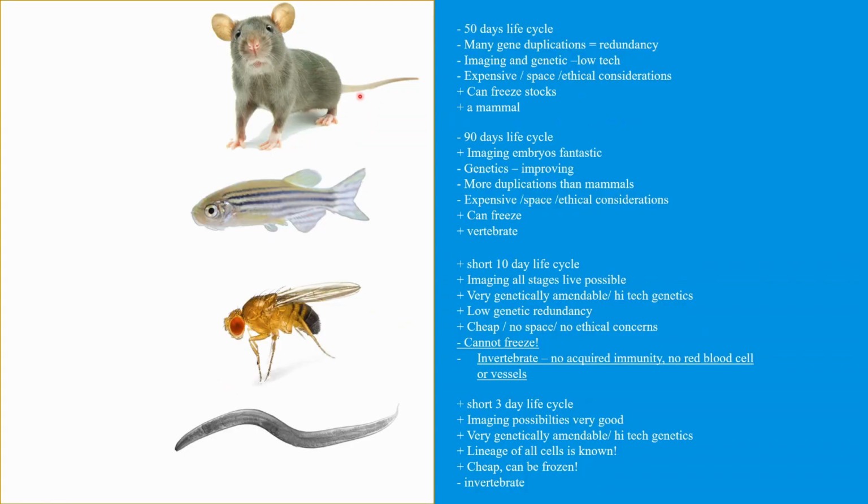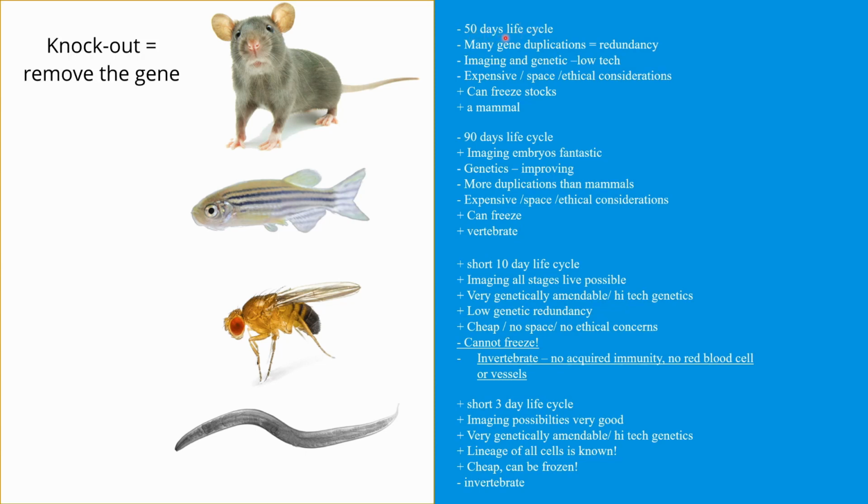So I just wanted to compare perhaps the four most popular model systems in use today. If we take the mouse, I've given pluses and minuses to these things. It has a 50-day life cycle, so experiments that take several generations to get to your mutant or study your phenotype will take a long time. If you want to make a knockout mouse, for example, it can take up to a year.